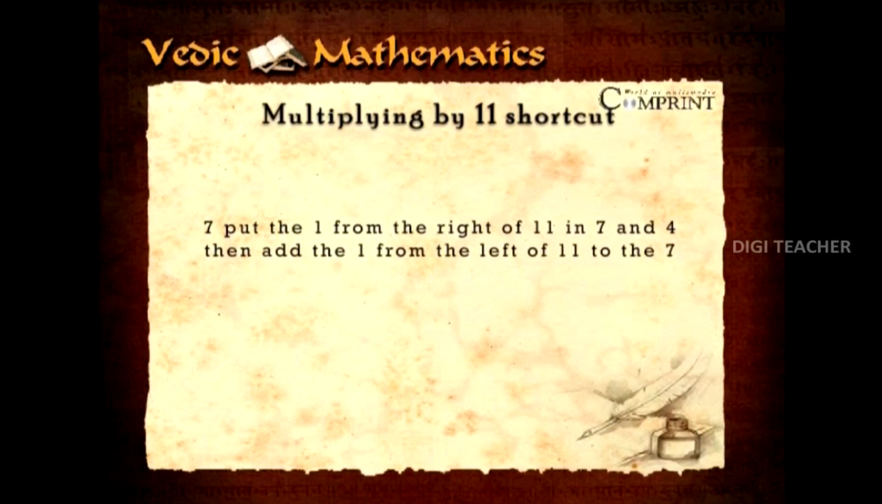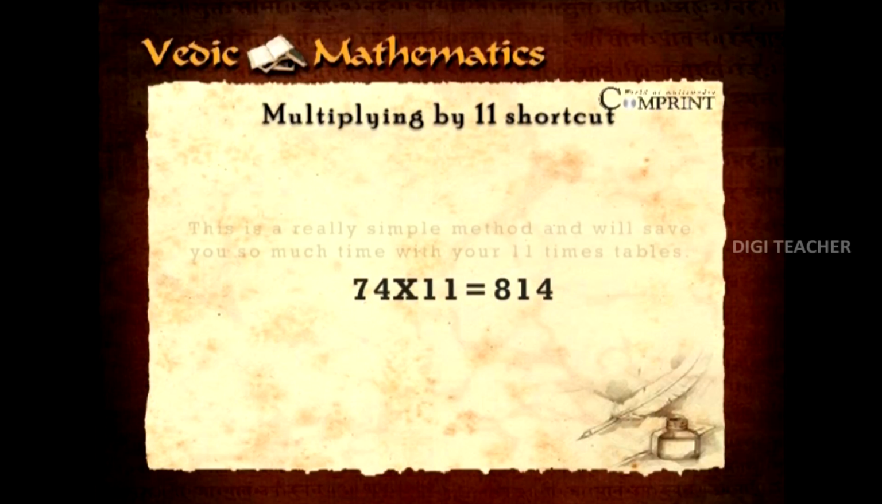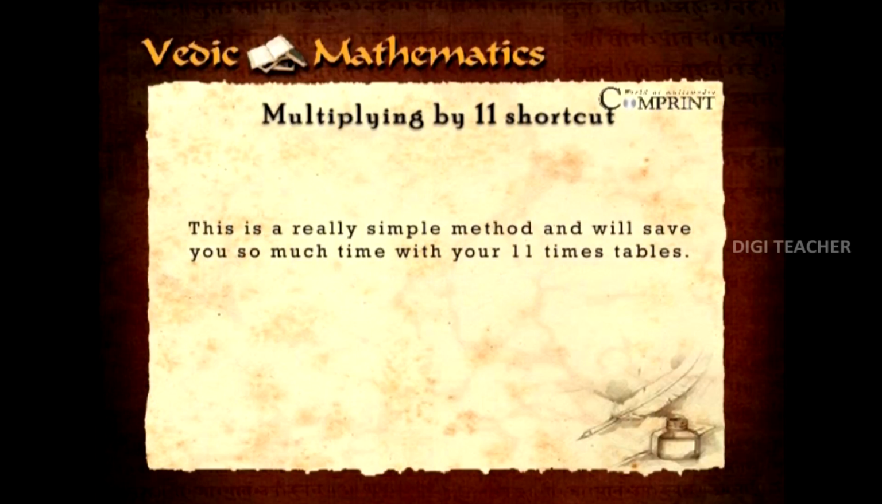Now, the 7: put 1 from the right of 11 in 7 and 4. Then add 1 from the left of 11 to this 7, which gives 74 multiplied by 11 equals 814. This is a really simple method and will save you so much time with your 11 times table.